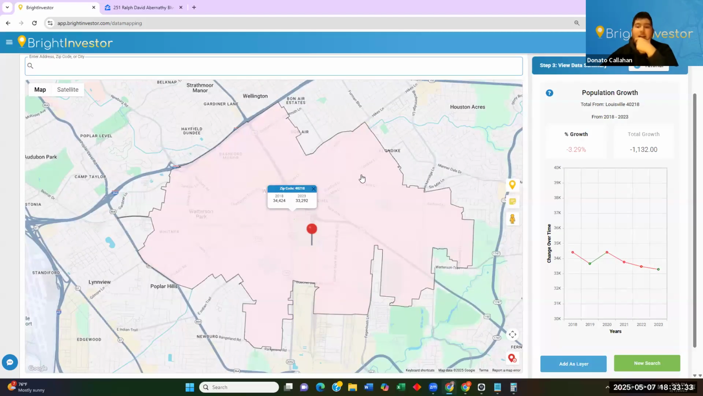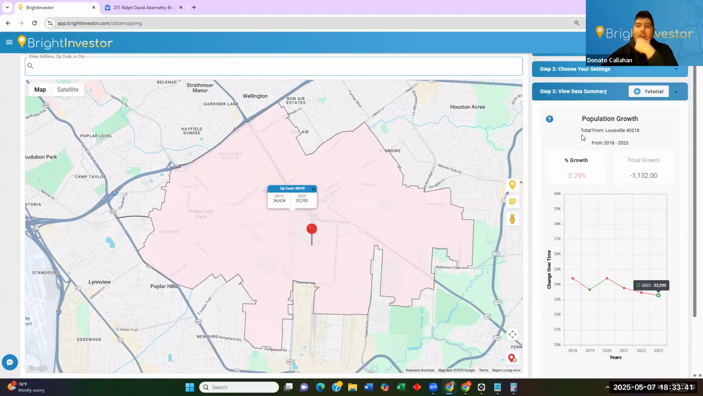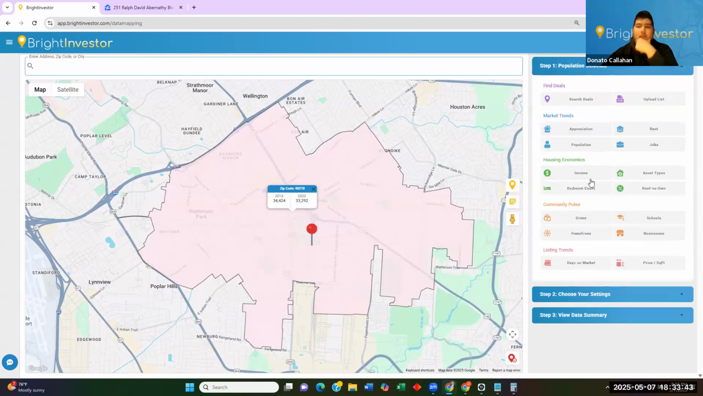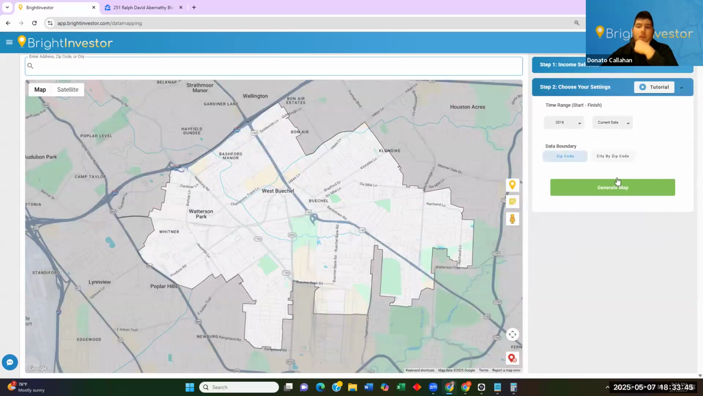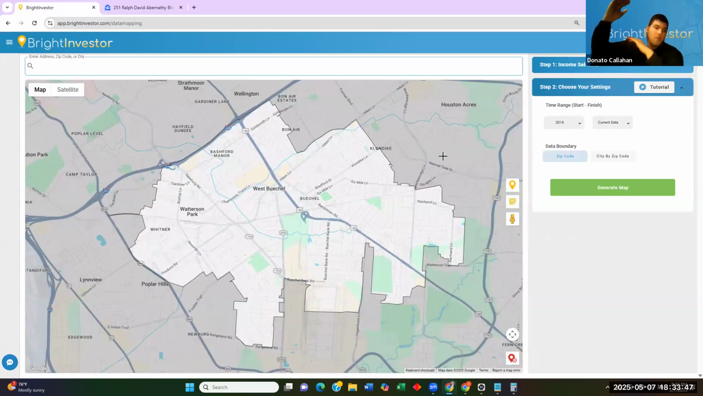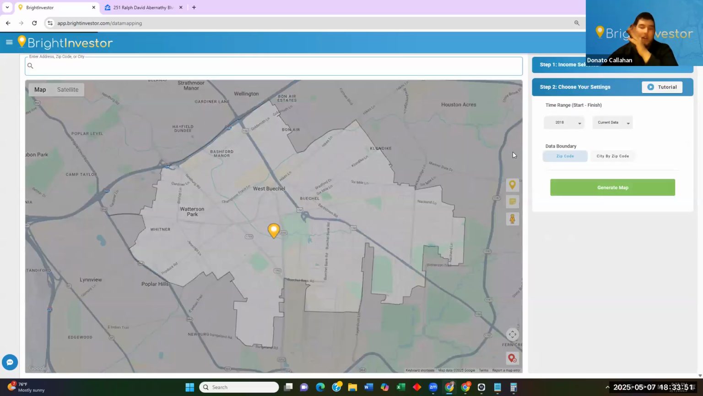So we do see a slightly declining population. Now, we normally don't like this. Our rule of thumb says we want to see 5% growth over 5 years. This area's been declining. The only thing that can save us is growing income, because growing income with slightly declining population is a telltale sign of gentrification and turning around an area.